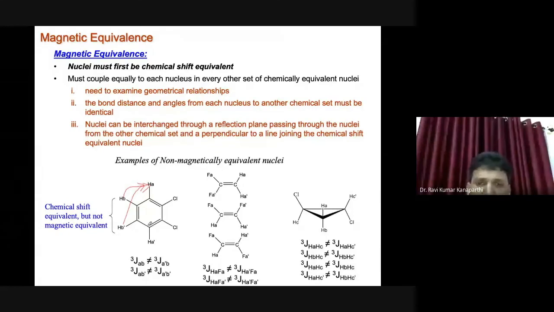Okay. Similarly, this is the case with the difluoro molecule, 1,1-difluoroethylene. You can see that there are fluorines. Fluorine-19 is a spin-half nucleus. It is a magnetically active nucleus. So this fluorine interacts with this proton, and it also interacts with this proton. So first of all, these two fluorines are chemical shift equivalent.